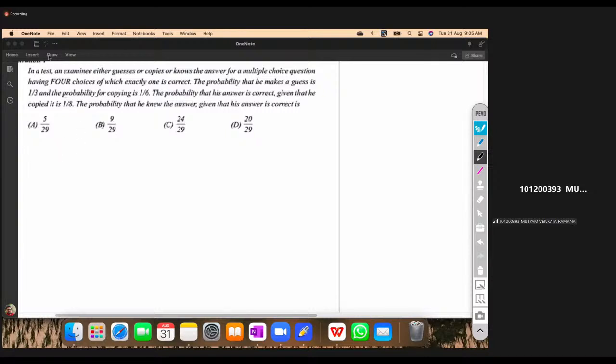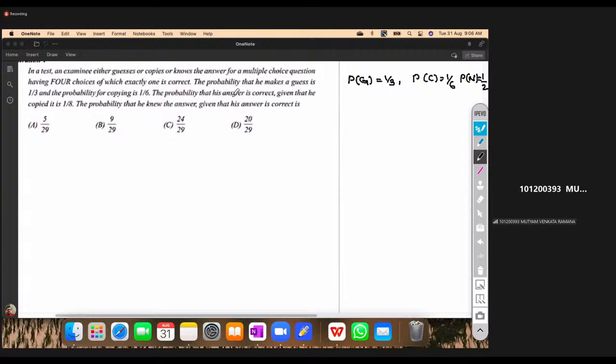Somebody is showing the third option as the answer. So the probability that he makes the guess is 1/3, and the probability of his copying is 1/6. So the probability that he knows the answer is equal to 1/2. What is the addition? 2/6 plus 1/6.